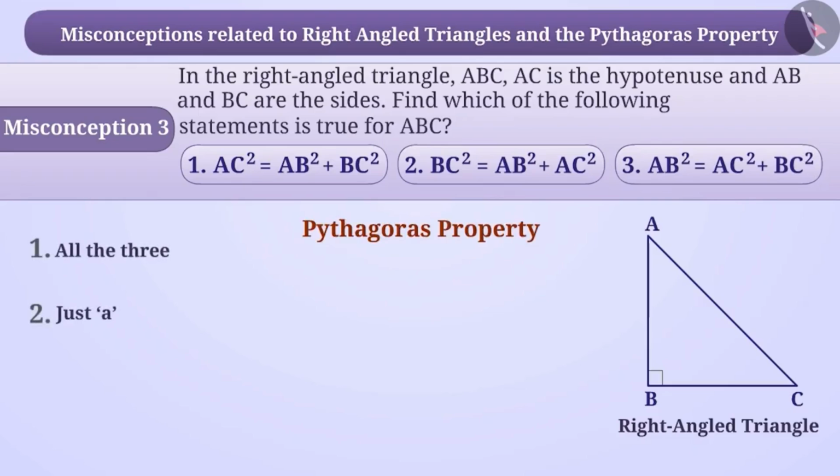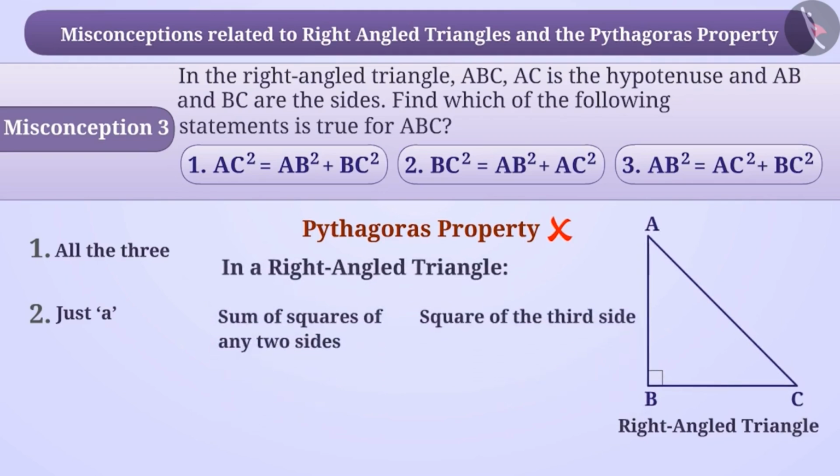Children do not understand the Pythagoras property properly. They think that in a right-angled triangle, the sum of the squares of any two sides is equal to the square of the third side. With this understanding, Statement 1, Statement 2 and Statement 3 appear to be correct to them. So, they give the answer as option 1, but this is an incorrect understanding.